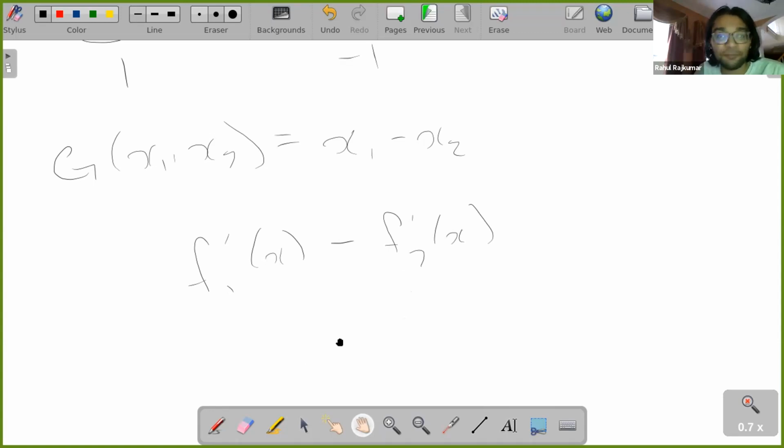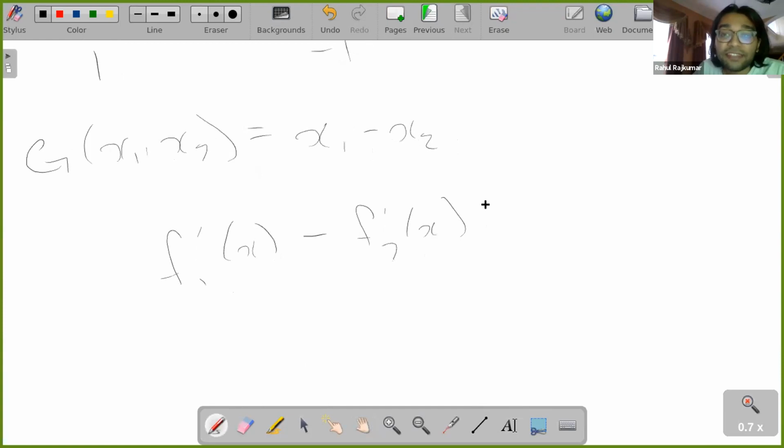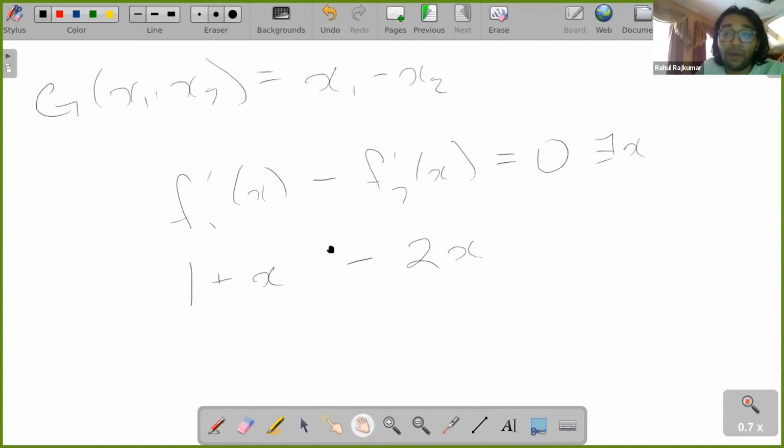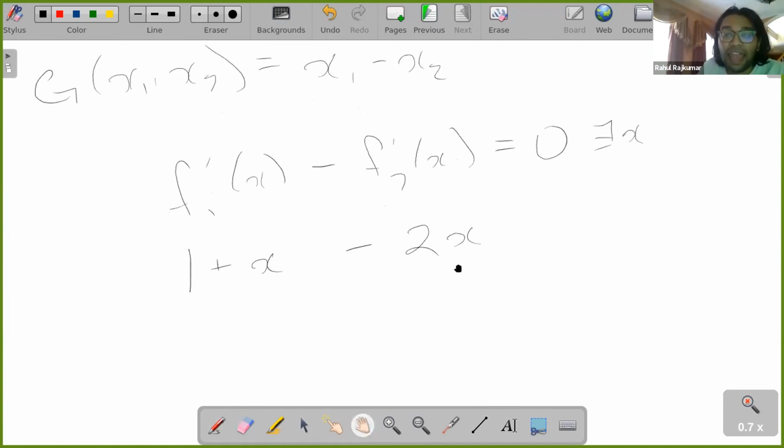Sorry, let me say that again. What we want is that this needs to be equal to 0 for some x, but we also required that big F was constant rank. So if both of these were 0 at some point x, then that point would have rank 0. So F would have constant rank 0, and we would be out of luck. So we need this. The easiest way to do this is to say, let me do 1 plus x minus 2x. Now this is equal to 0 if and only if x is equal to 1.